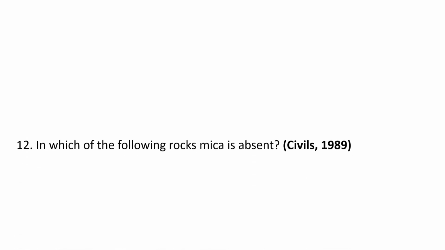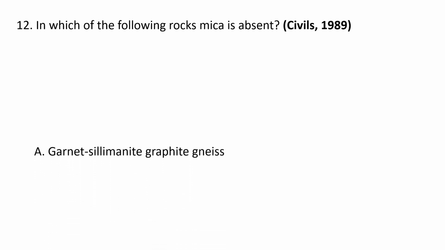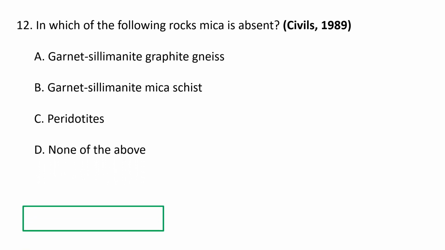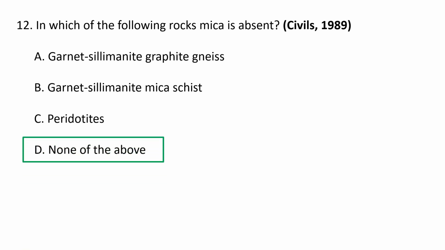Next question. In which of the following rocks mica is absent? A. Garnet, sillimanite, graphite gneiss. B. Garnet, sillimanite, mica schist. C. Peridotites. D. None of the above. In all these rocks, mica is present. So the question is, in which of the following rocks mica is absent? So D. None of the above.